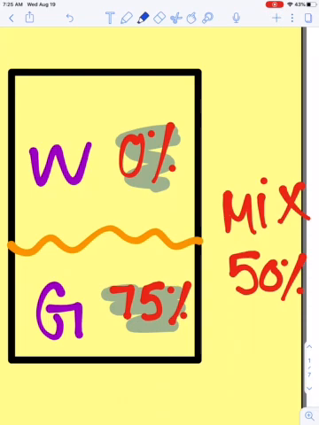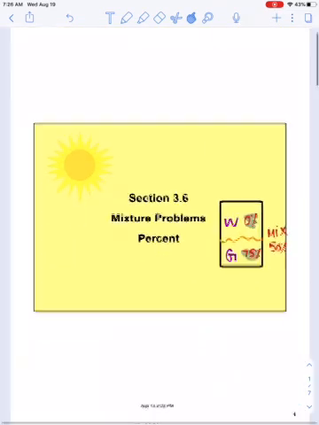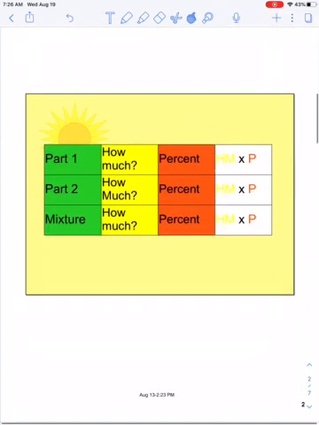So just like before when we mixed something expensive and something cheap, today it's going to be your highest percentage, your lowest percentage, and then your mix ends up in the middle. So instead of being given pounds and things like that, you're going to be given percentages of how strong something is, how strong the liquid is.